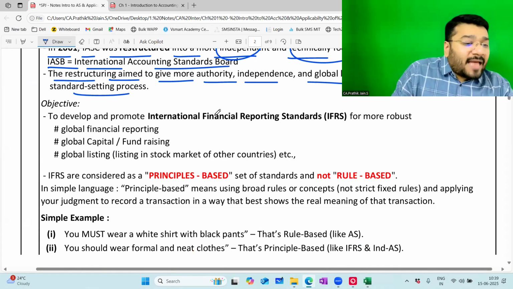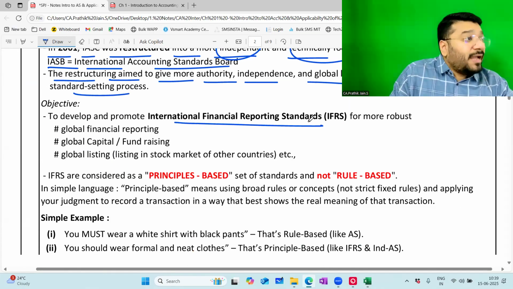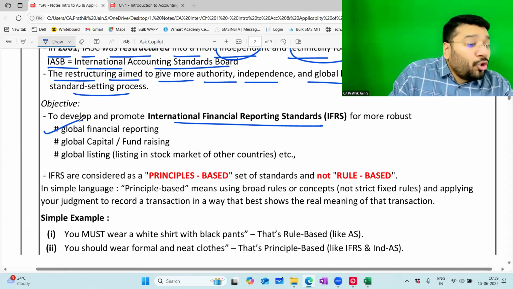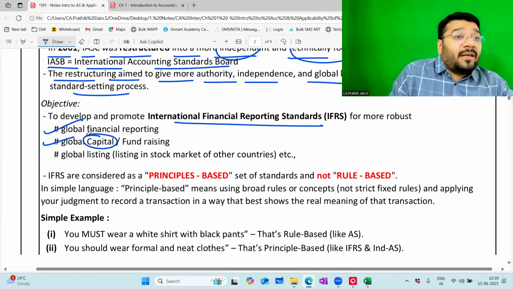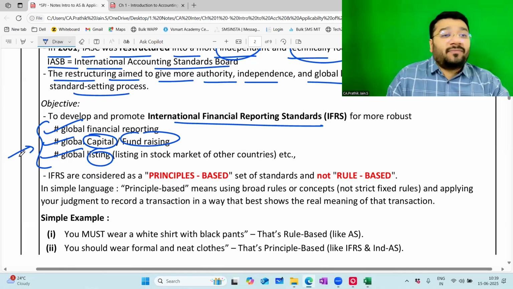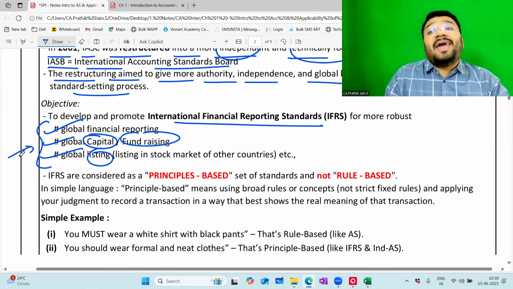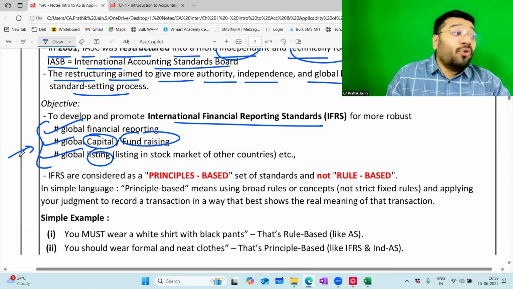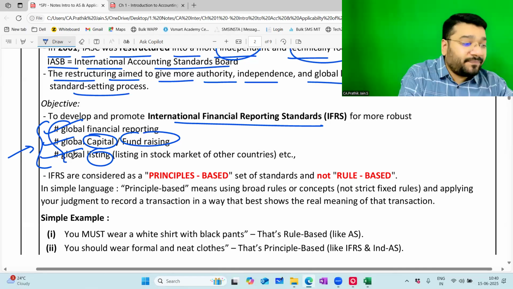Okay. So this IFRS is focusing more. It is more robust in terms of how global financial reporting should happen, how we should be able to pool the global capital, how we should be able to fundraise in the global market, how global listing needs to be done. One of the major focuses of IASB was also in this direction. And this was lacking with the IASC. So IASB became more robust in terms of these three things.